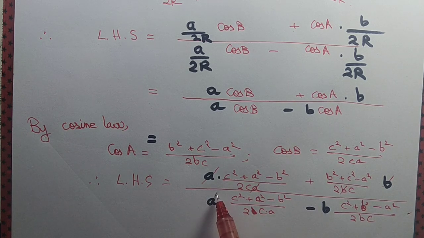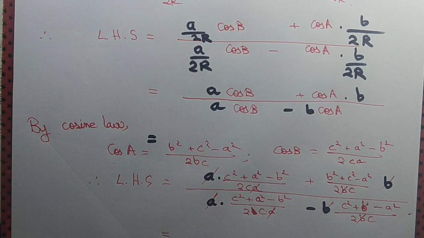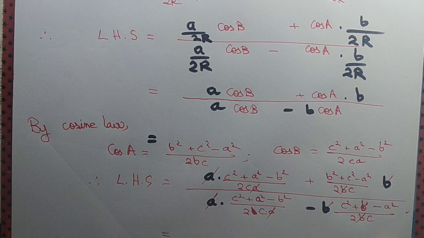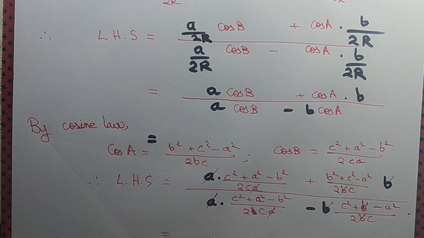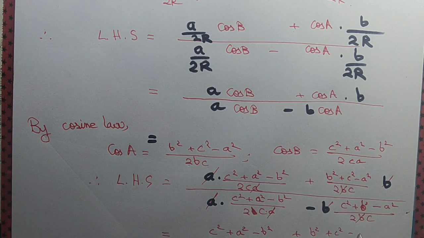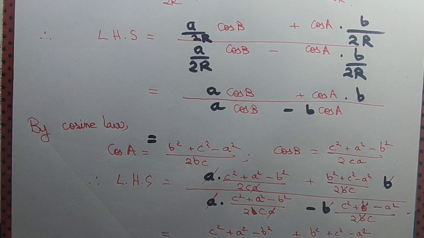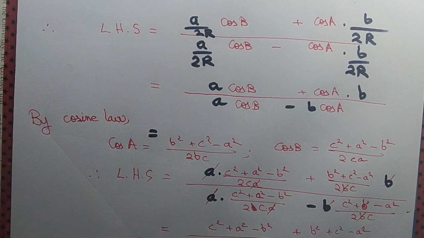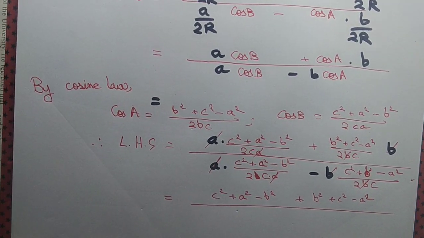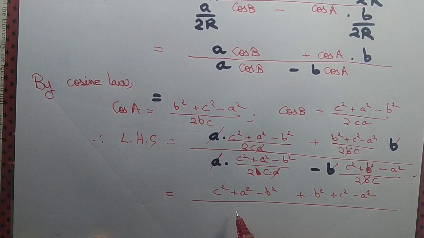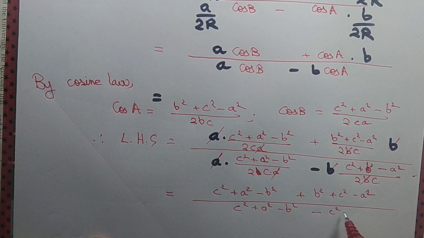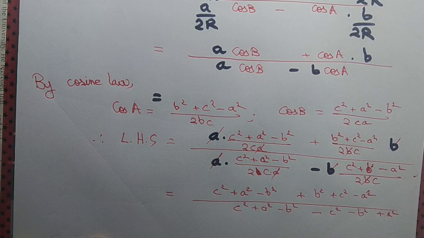Now we see that we can cancel a here as well, and we can cancel b here as well. In the numerator, if we take LCM, we are left with 2c. In the denominator also 2c. That also can be cancelled. So we have c² + a² − b² + b² + c² − a², whole thing divided by the denominator, where we have c² + a² − b² − c² − b² + a².